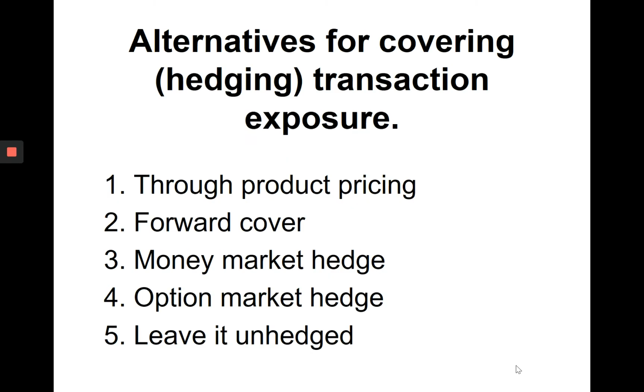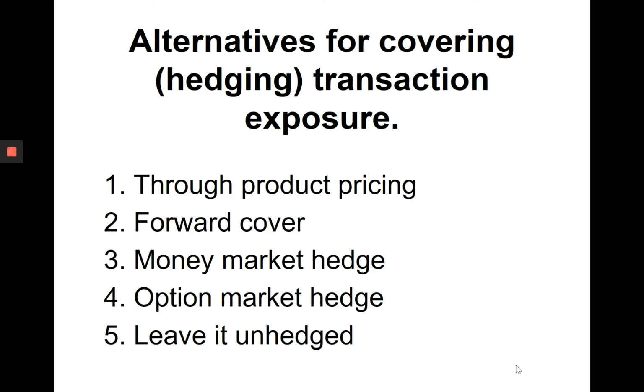Here are five ways to purchase insurance or hedge transaction exposure. This is a very common question in my exams. Write five methods or name five methods for hedging transaction or contractual exposures. These methods are: one, through product pricing; two, a forward cover; three, a money market hedge; four, an option market hedge; and five, do nothing or leave it unhedged.